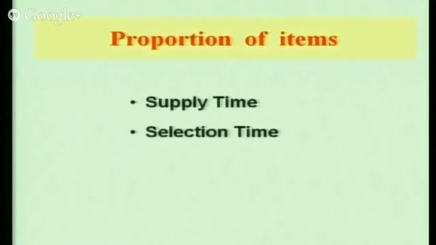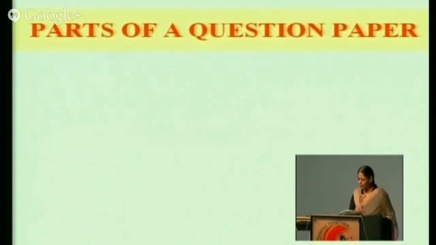After you have written the items, you assemble the test. So when we are setting the question paper, we need to decide how many of these will be supply type, but I find in your case, it is 100% supply type test items. There are no selection type items as far as the pattern is concerned. Now let me deal in detail with the question paper, and then I'll take up a few question papers from PTU.